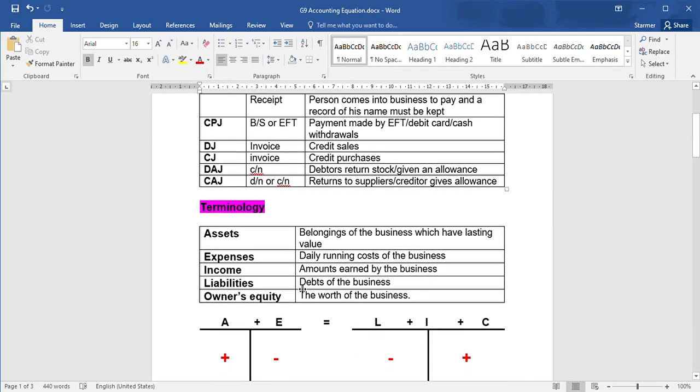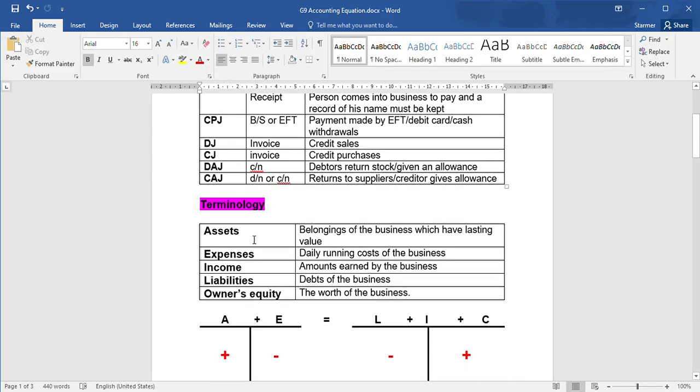You're also going to need to know your terminology, your basic account types. So first of all, assets, those are the belongings of the business which have lasting value. So for example, a vehicle. Expenses are your daily running costs of the business. So you have an asset, a vehicle, but if you don't pay for petrol, which would be the expense, the vehicle can't go anywhere. So in the same way, you can have all the assets you like, but if you don't pay salaries, stationery, water, electricity, telephone, etc., your business cannot function. So your expenses are those daily running costs.